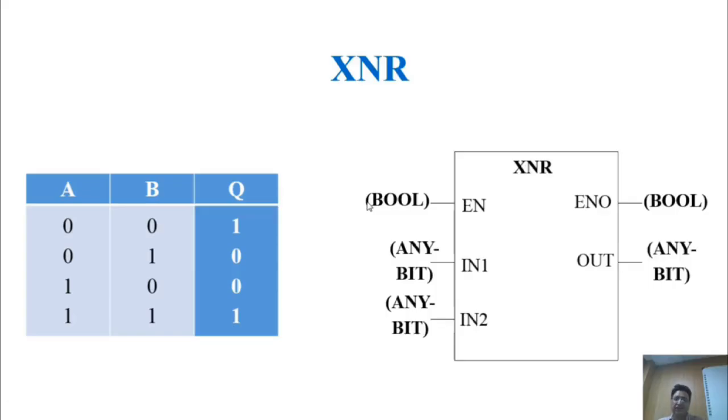The next function is XNOR. It's the not state of XOR. It means our output becomes 1 when both of our input bits are either both 0 or both 1. In cases where only one of our bits is 1, our output will be 0.